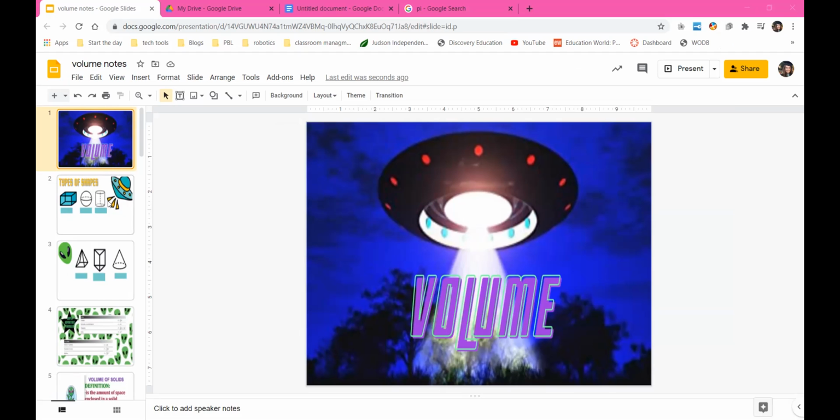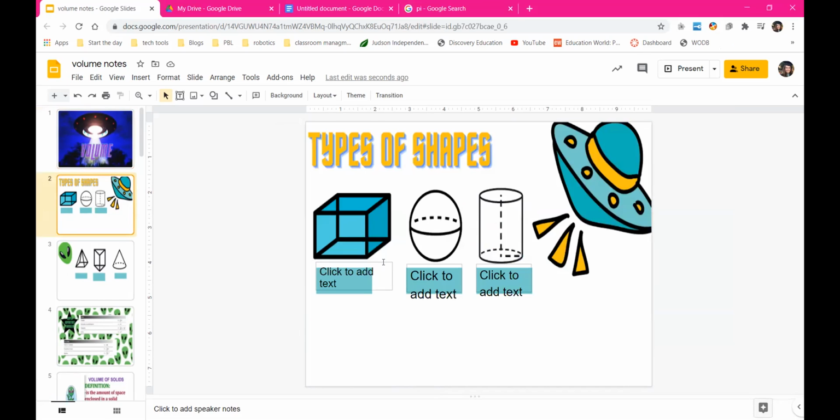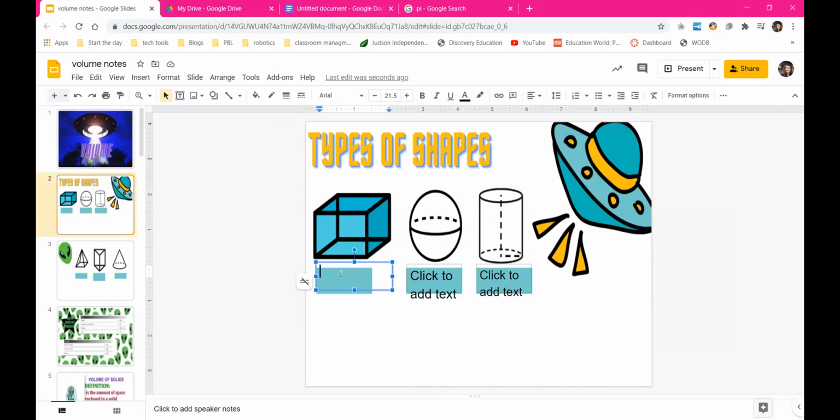So starting with slide number 2. The first thing we're doing is identifying these shapes. Our first shape here is shaped like a tissue box. A lot of people in class told me it was a cube, but it's actually a rectangular prism, okay, when the sides are rectangles. Our middle shape here is a sphere, like a basketball or anything round. And this last one is a cylinder, like a Coke can or a can of soup.